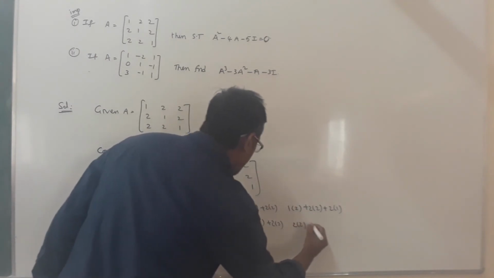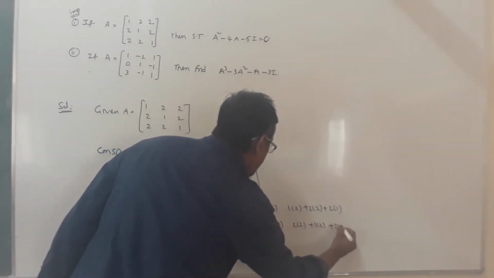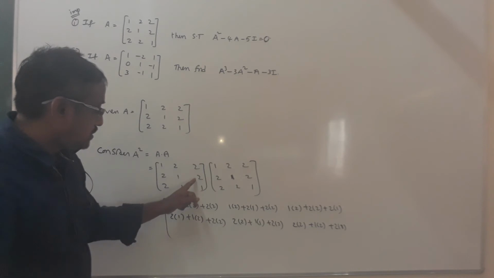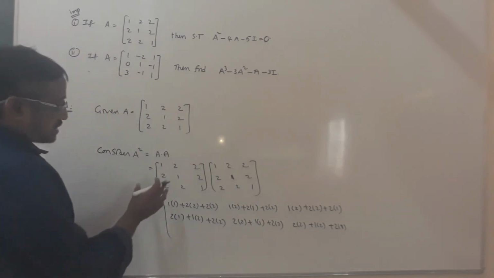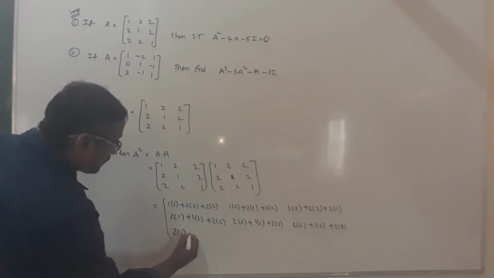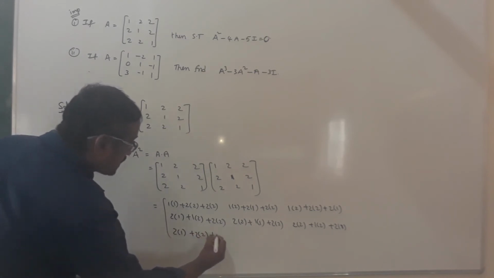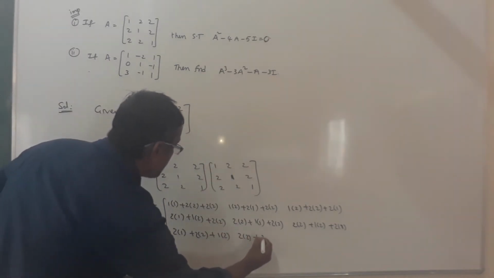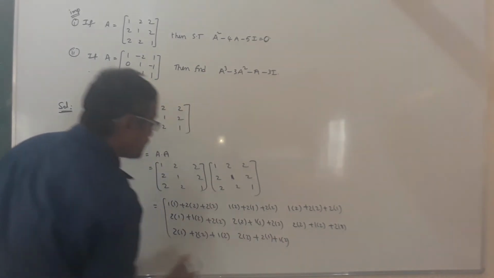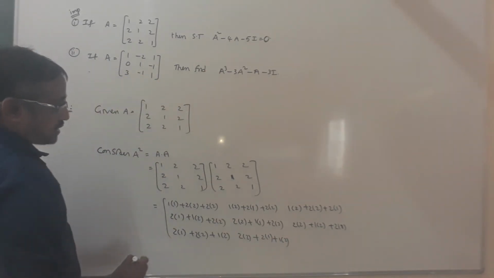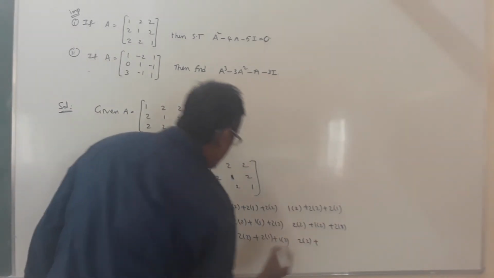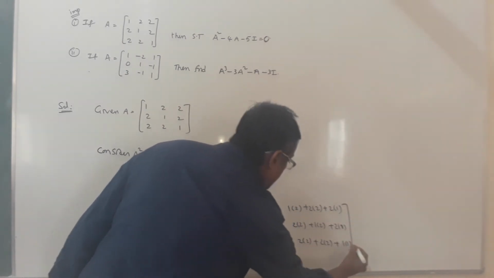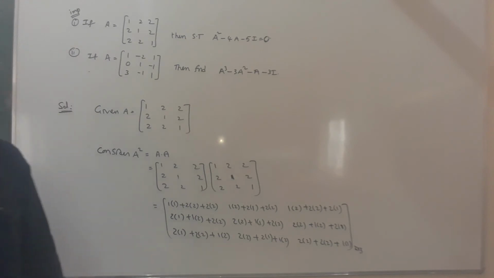Now second row, third column. 2 into 2 plus 1 into 2 plus 2 into 1. Now third row, first column. 2 into 1 plus 2 into 2 plus 1 into 2. Third row, second column. 2 into 2 plus 2 into 1 plus 1 into 2. Third row, third column. So 2 into 2 plus 2 into 2 plus 1 into 1. So this is the required matrix A square.